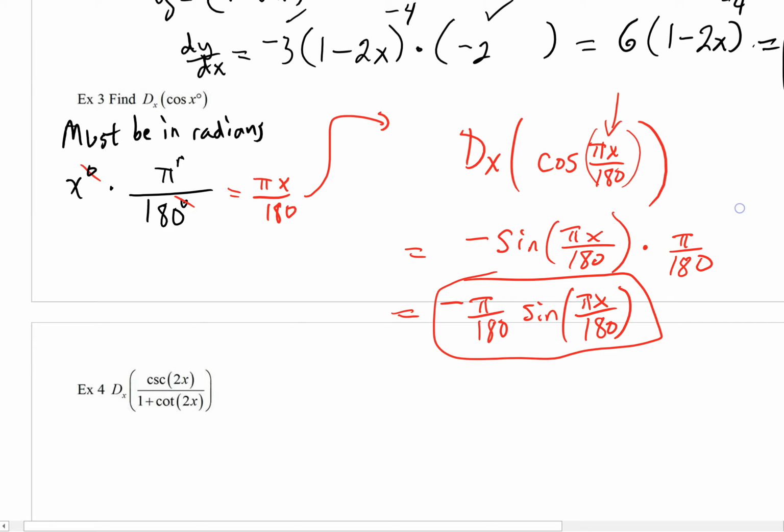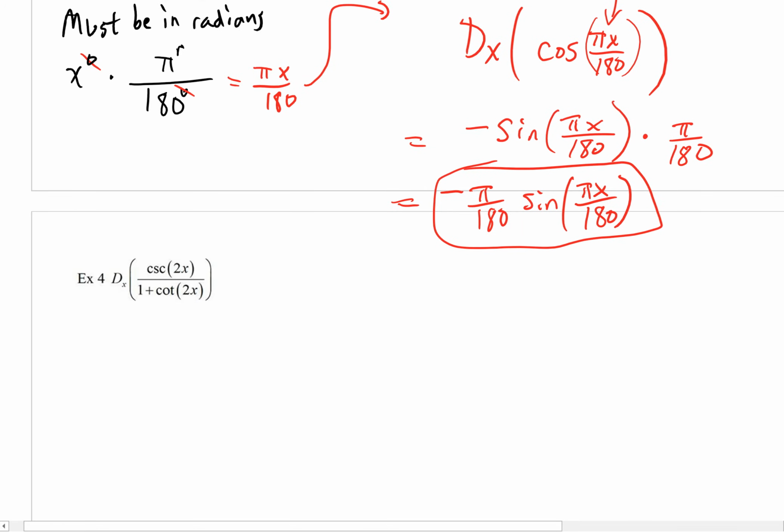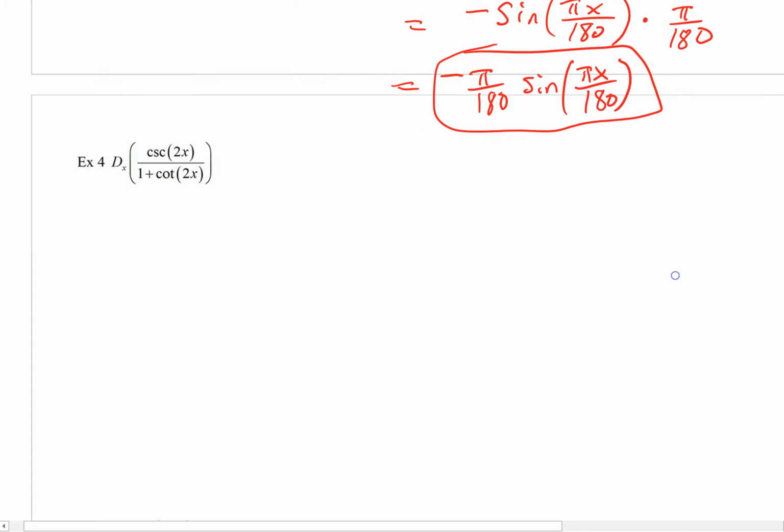All right. Let's take a look at example 4. Example 4, I guess I really just want to tell you, you might think, holy cow, this looks like a nightmarish problem. A problem where, holy cow, you've got the quotient rule and some ugly derivatives. I would like to invite you guys to take a look at this problem a little bit differently. And here's how.